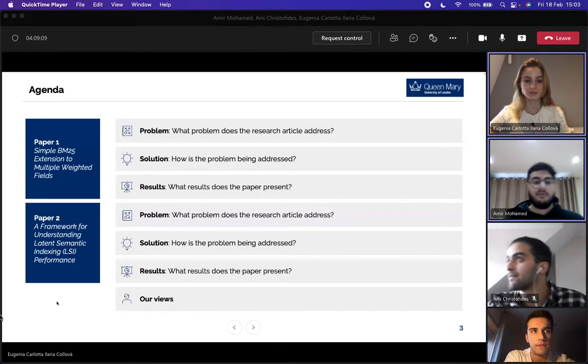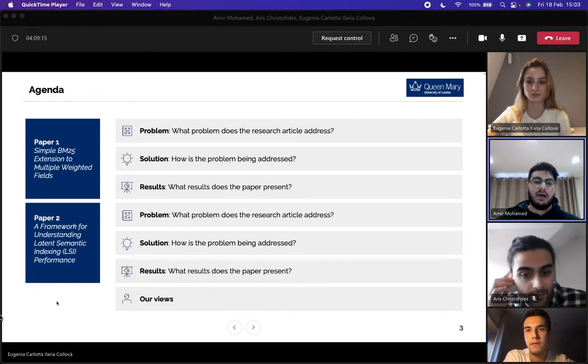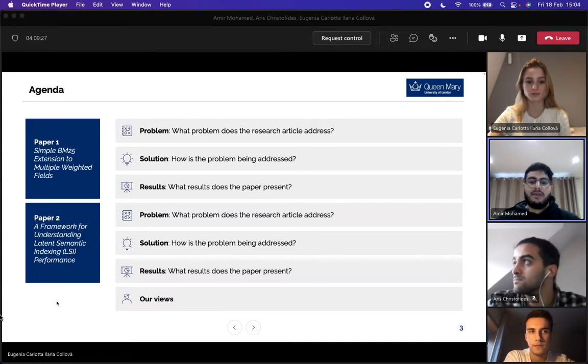The structure for this presentation will be as follows. We have focused on two papers, which will be referenced later. Me and Henrique will start by discussing the problem addressed by the first research paper, followed by the proposed solution and the corresponding results. Thereafter, Nia and Aris will do the same for the second paper. At the end of the presentation, we will all collectively present our personal views on the paper.